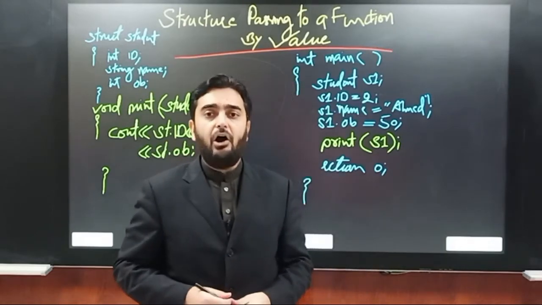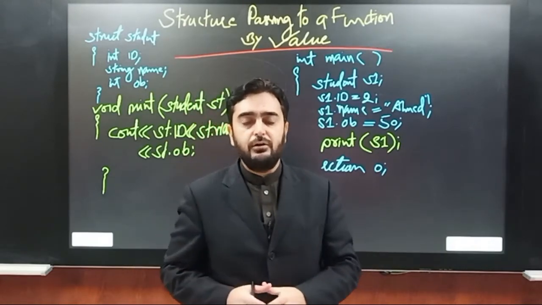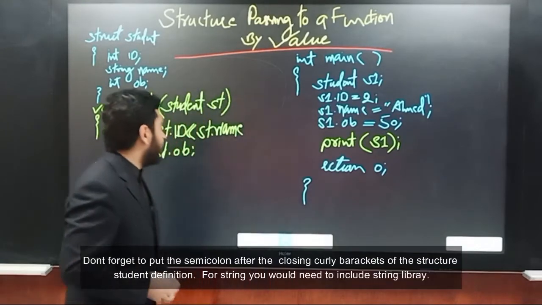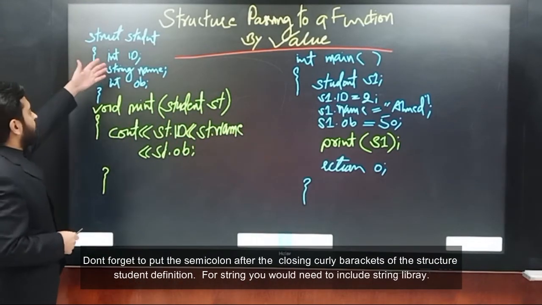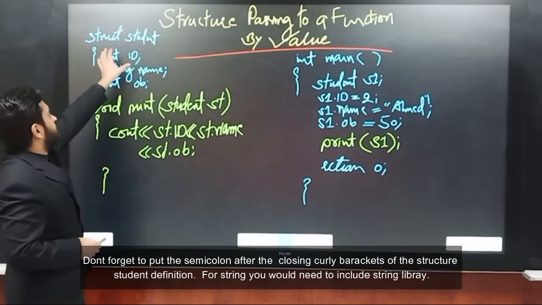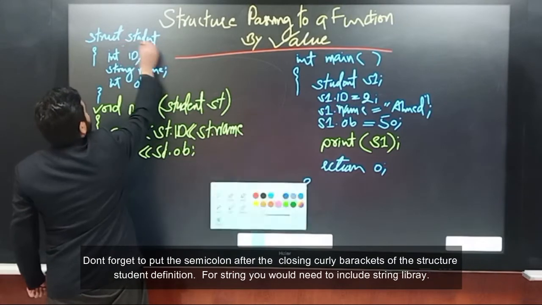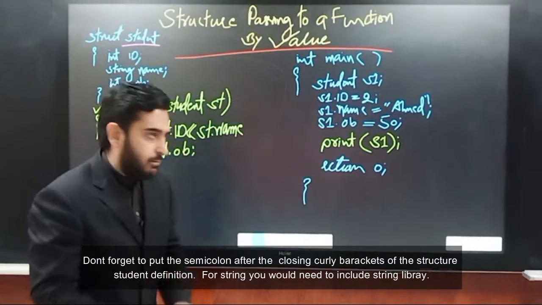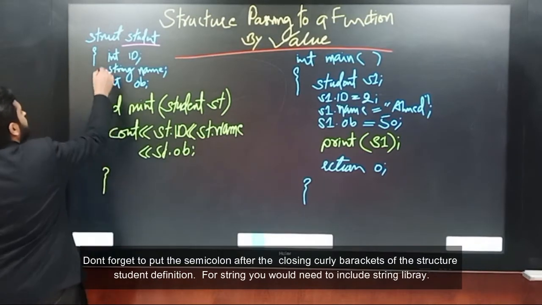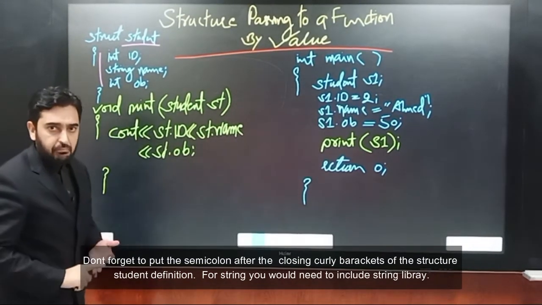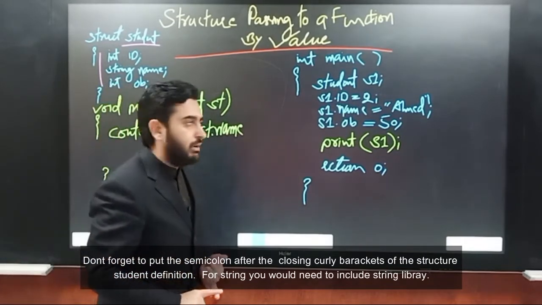So let's see how we can pass the structure into a user-defined function by value. Here you can see we have a student structure defined by a programmer. The name of this structure is student, which is a user-defined data type. Remember, this data type has three variables: the id, the name, and the ob, the obtained marks.